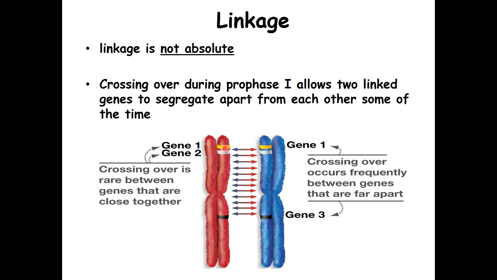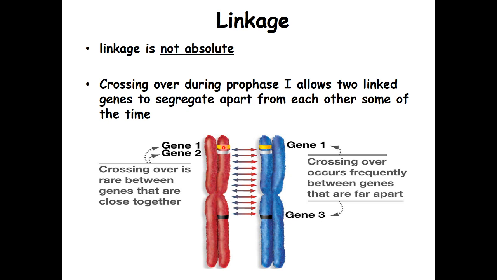Now the yellow gene here and the white one, they're very close to each other. Okay, so they're called linked. But so is the yellow one and this black one here. They are on the same chromosome, but they're considered linked also. Okay.